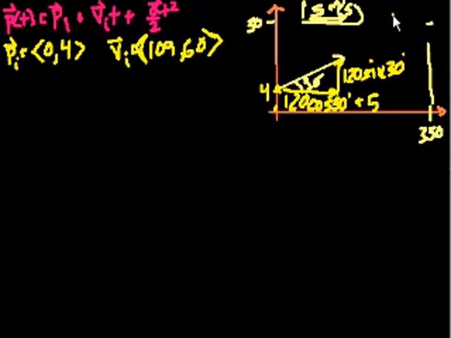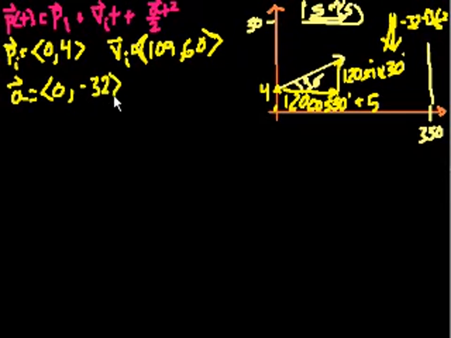Well, the acceleration vector, as we said, goes straight down. It's minus 32 feet per second squared. That's the acceleration of gravity on Earth. So the acceleration vector is equal to, it has no x component, and its y component is minus 32.